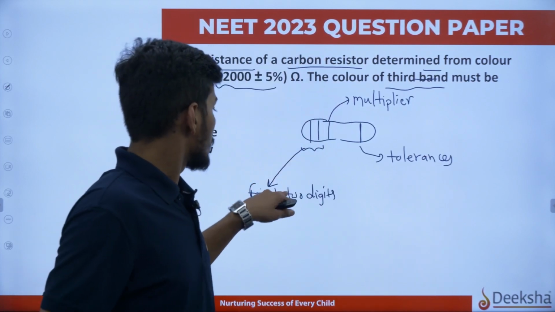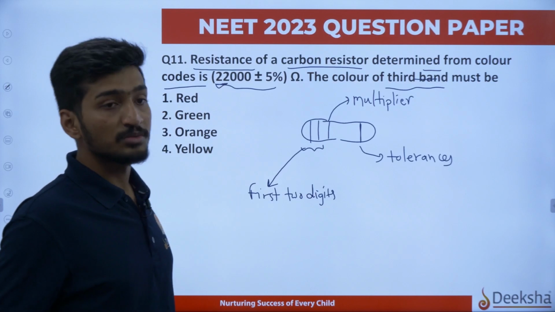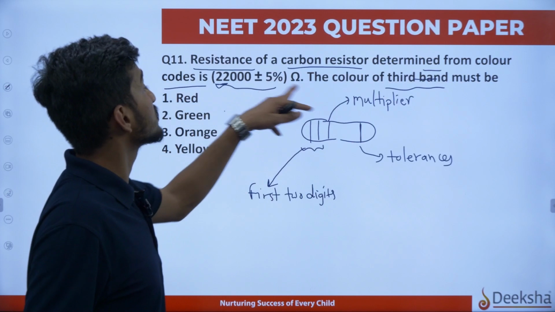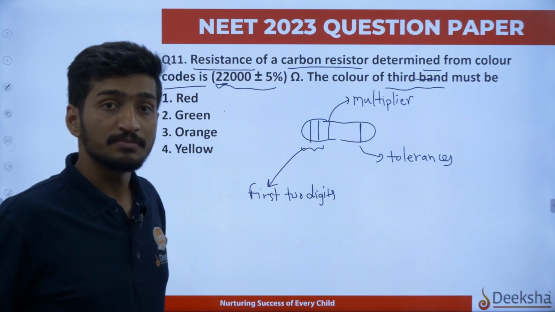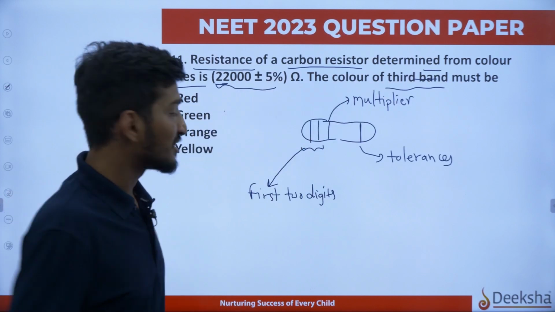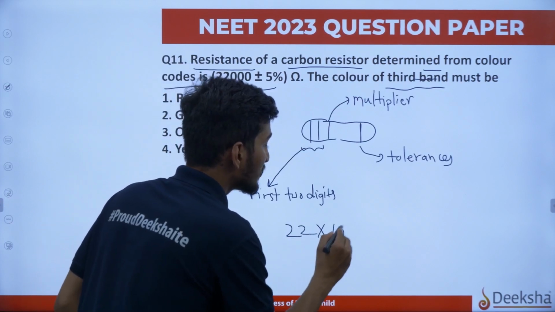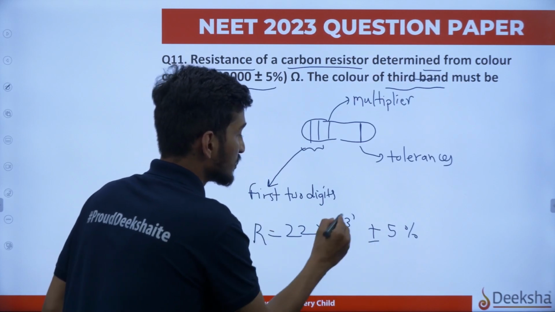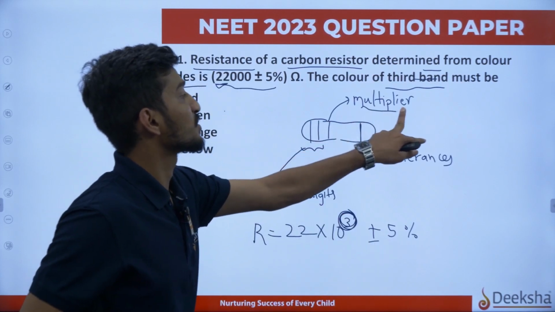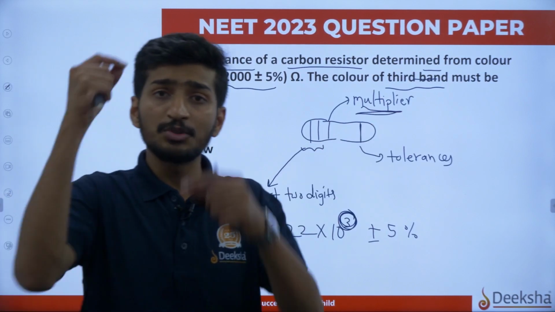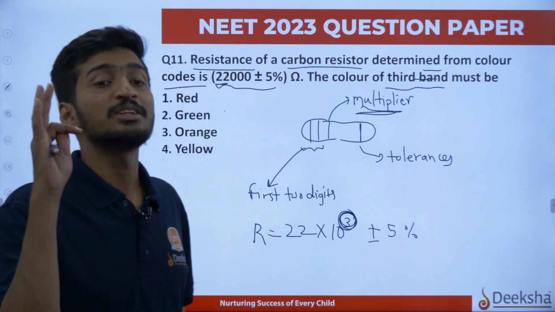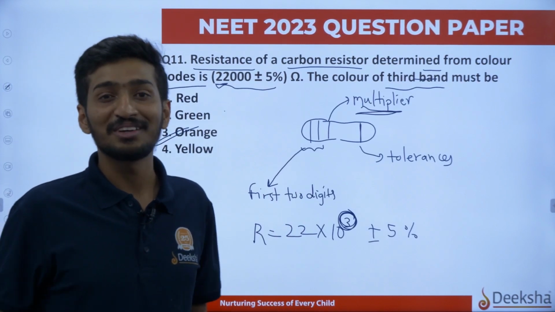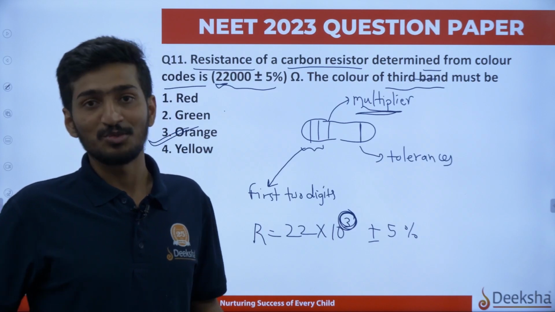Okay, so the first two bands should give you the first two digits, 22. Next should give you the 10 to the power multiplier. Now how much do you have to multiply to get 22,000? You have to do it 3 times, right? So basically 22 into 10 to the power 3 plus or minus 5%. This is what your resistance is. This is what corresponds to this one. Multiplier is number 3. And if you check the list of color codes, you'll find that for number 3, the color that you get is orange. So the answer here should be orange. Alright? Okay, let's move on.